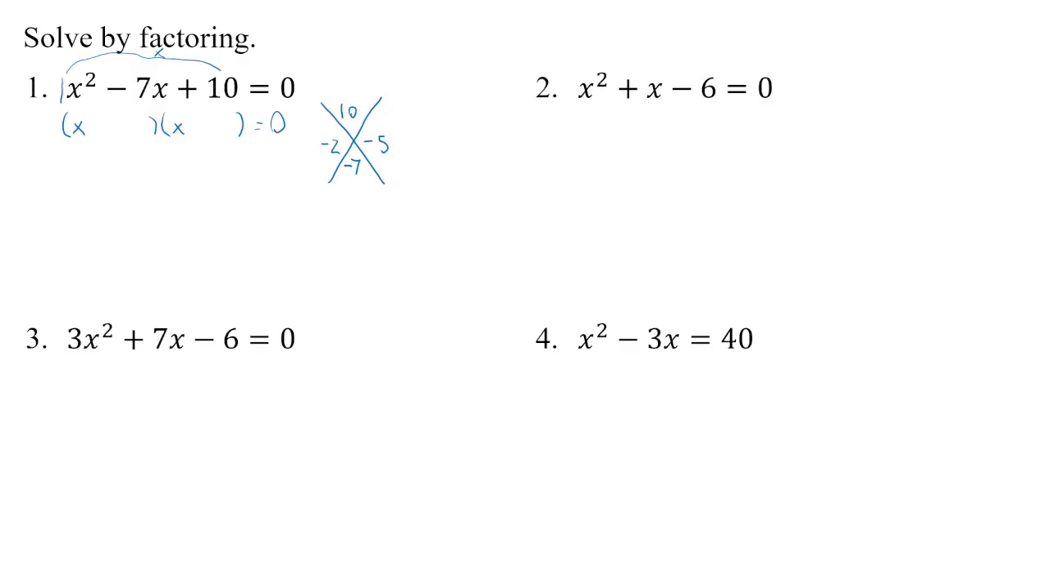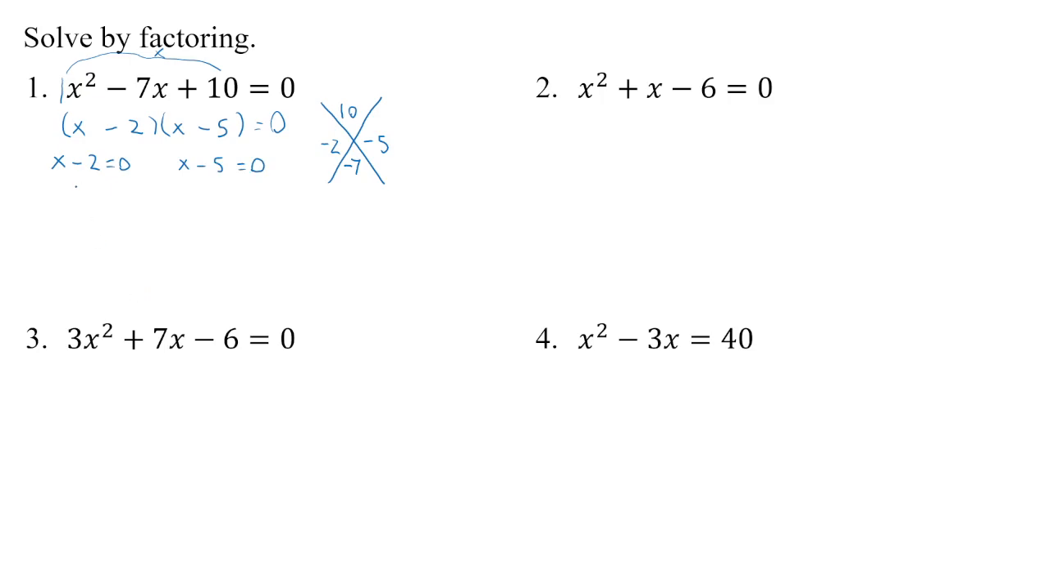And since both leading coefficients of the binomials are 1, you just put in those two numbers, negative 2 and negative 5. So you have factored x squared minus 7x plus 10. Next, we're going to set each factor equal to 0. Therefore, x minus 2 equals 0, and x minus 5 equals 0. Finally, you're going to solve each equation.